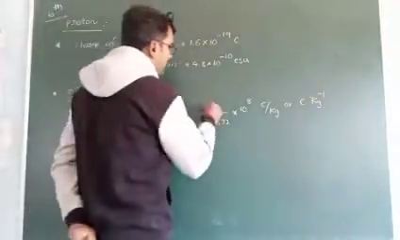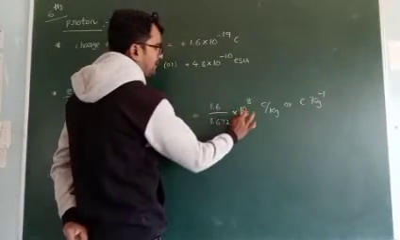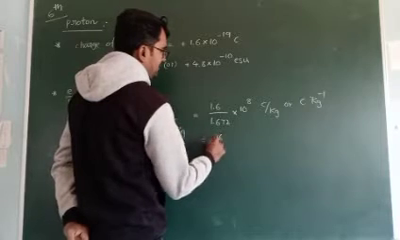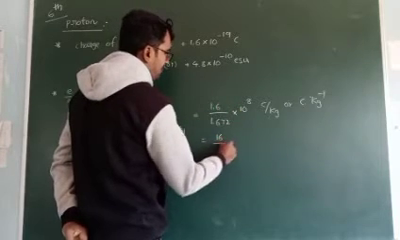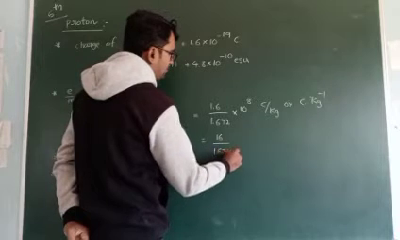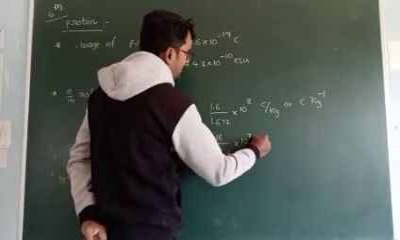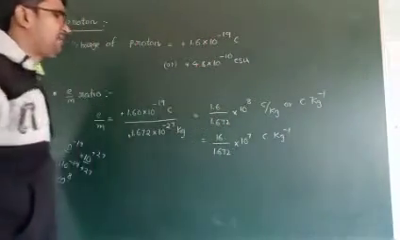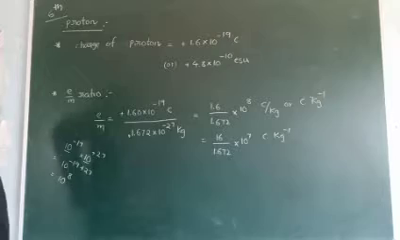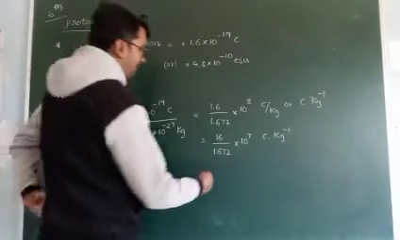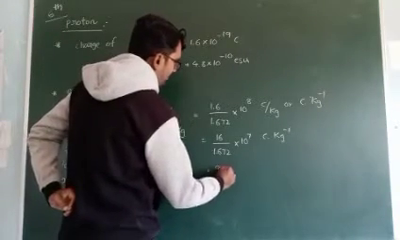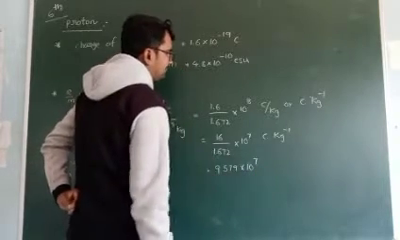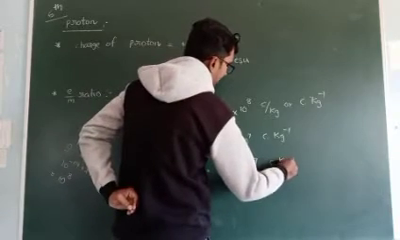Now, just for calculation purpose, multiply this by 10. So 1.6 into 10 means 16, by 1.672 into 10 to the power of 7 coulomb per kg. 16 by 1.672 value is 9.579. So 9.579 into 10 to the power of 7 coulomb per kg.